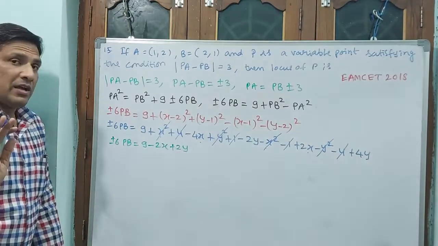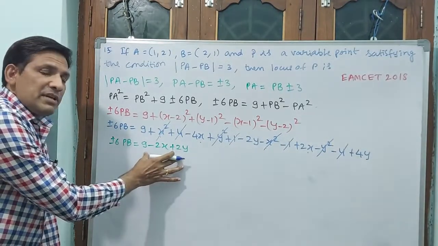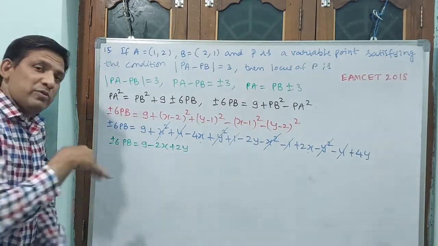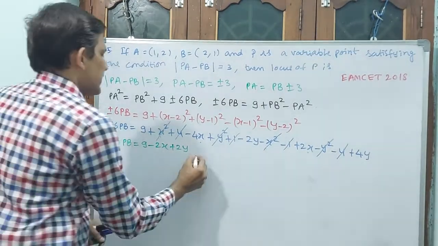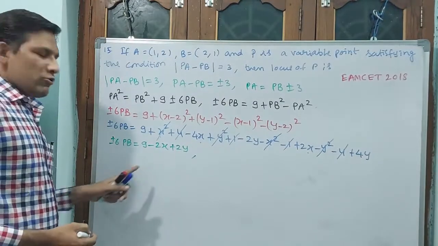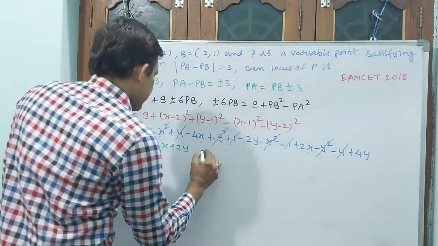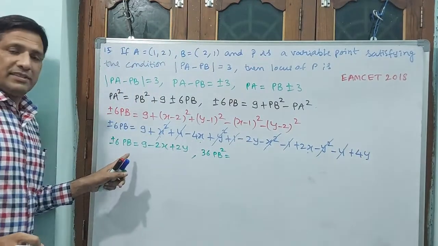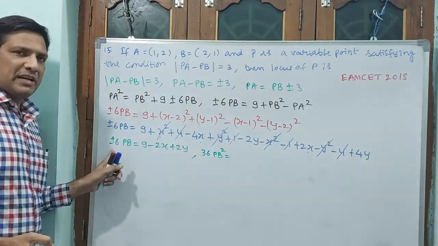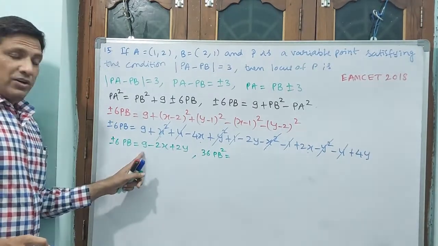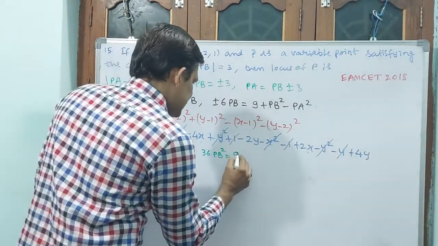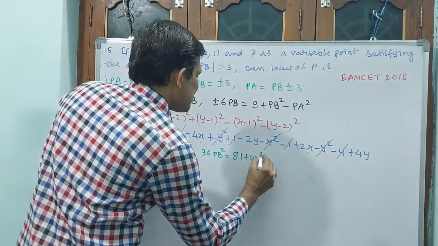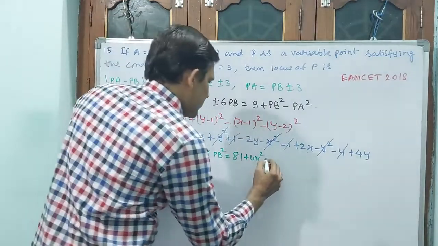Now you see, a plus b plus c whole square, if you square, automatically this plus or minus is going to become plus only, that thing you have to do. Okay, let us do squaring on both sides. I am doing 36PB square, this side, because there is no plus or minus when you square. A square 81, b square 4x square, c square 4y square.